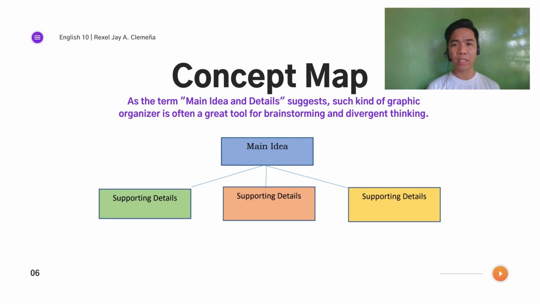As the term main idea and detail suggest, this kind of graphic organizer is often a great tool for brainstorming and divergent thinking. To create one, either with hand-drawn tools or digital software, you need to draw a shape in the center and then draw divergent lines with shapes where you can put the secondary ideas.